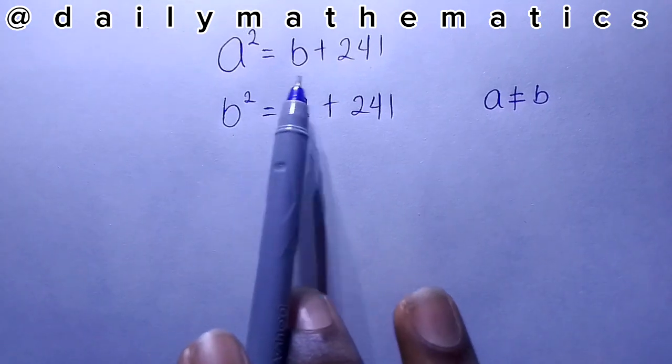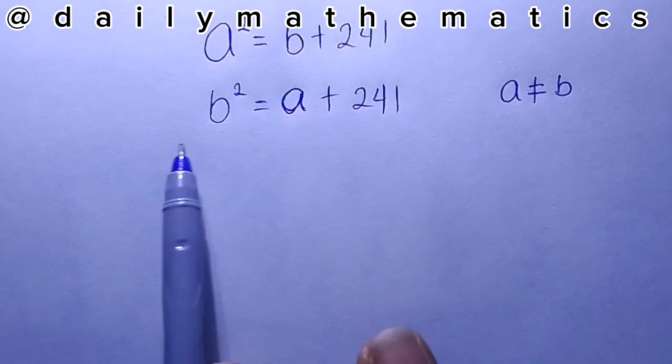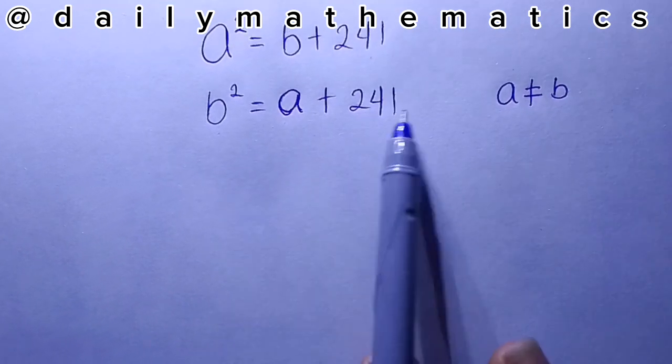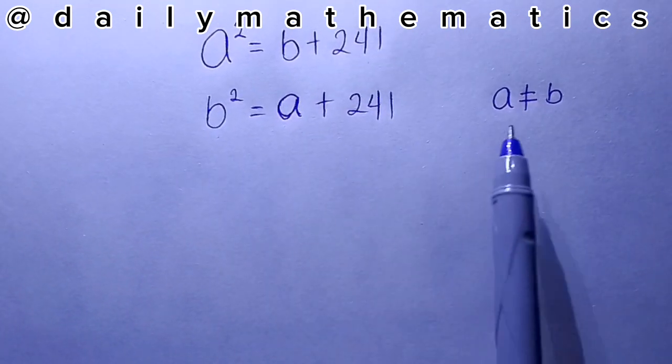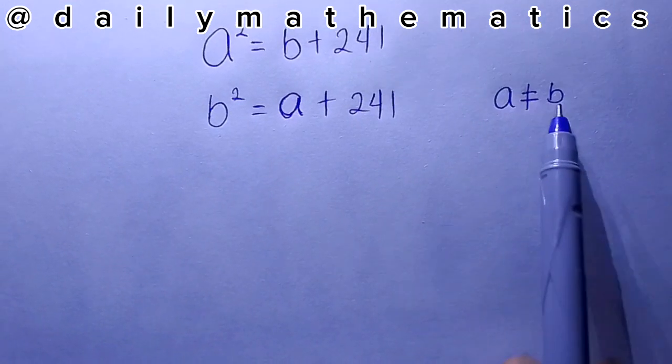A squared equals B plus 241. B squared equals A plus 241. Find A and B if A is not equal to B.